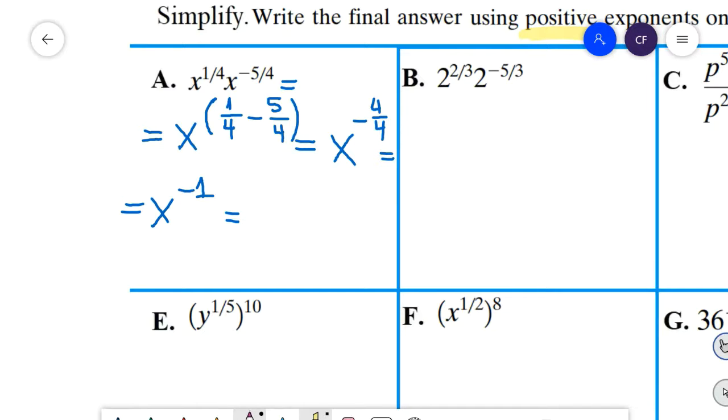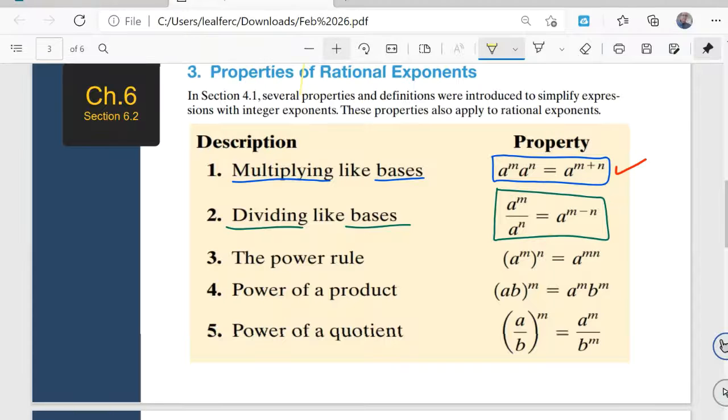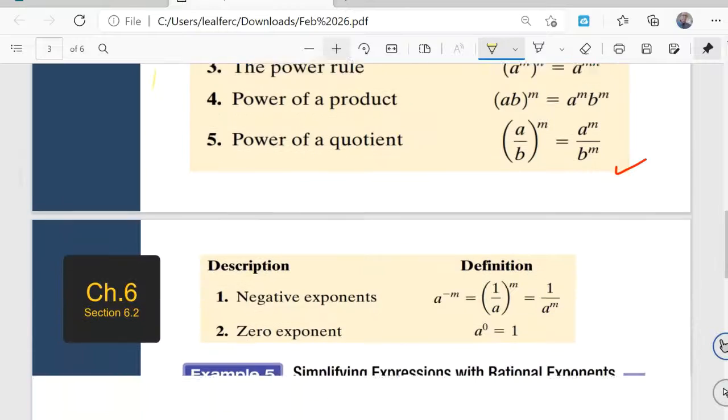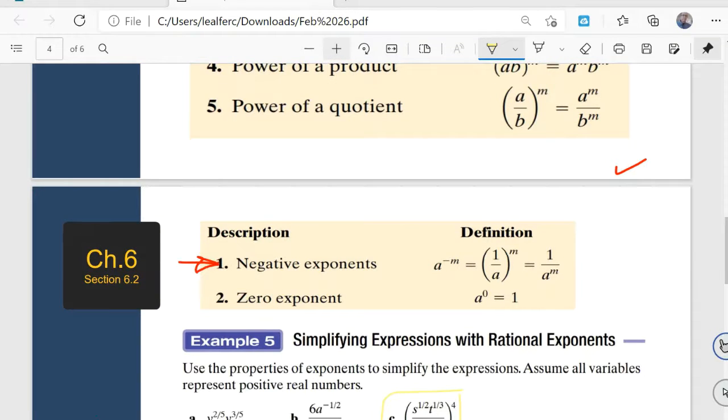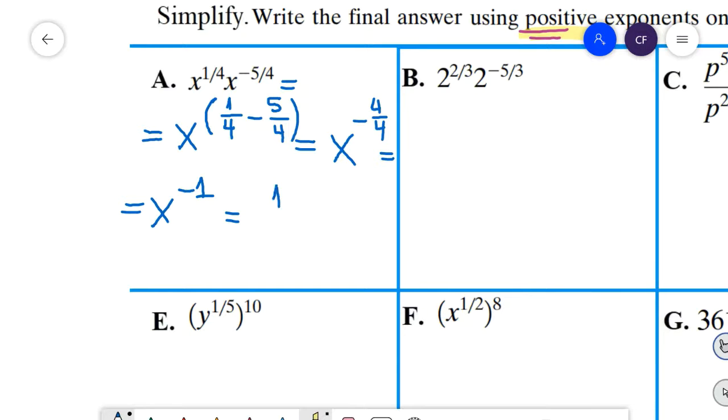But we have seen no negative exponents allowed, only positive. We can apply another property, is this one. Negative exponents, we can flip and change the exponent to positive. So flip 1 over x, the exponent is going to be positive 1, we don't need to represent, that is the right answer. All right, that's letter A.